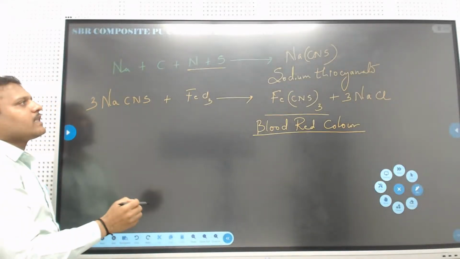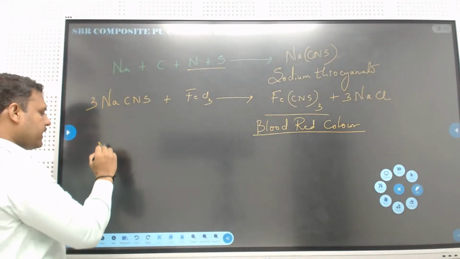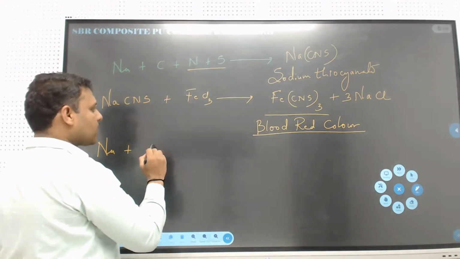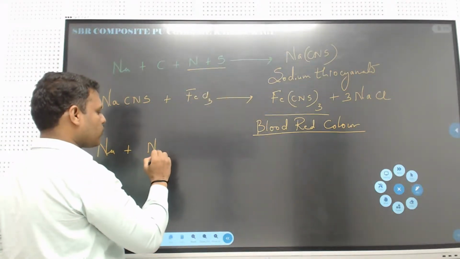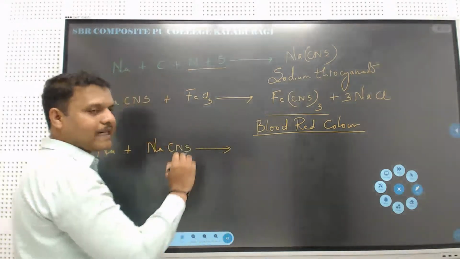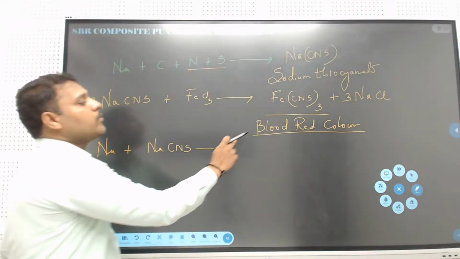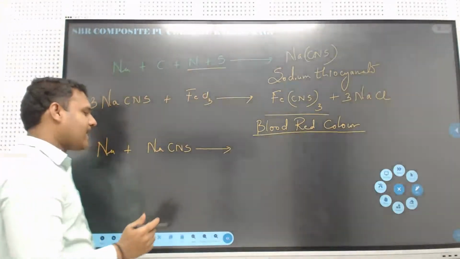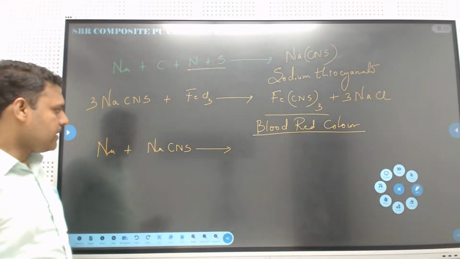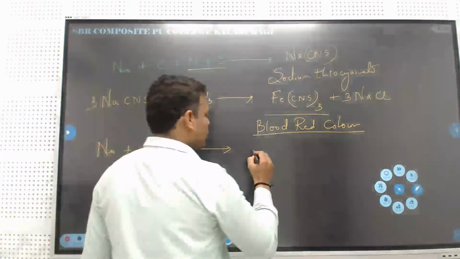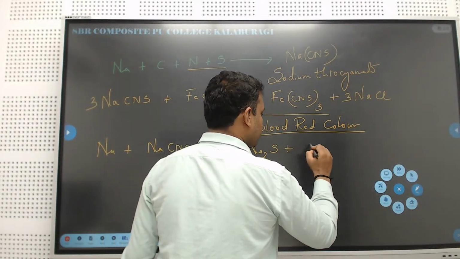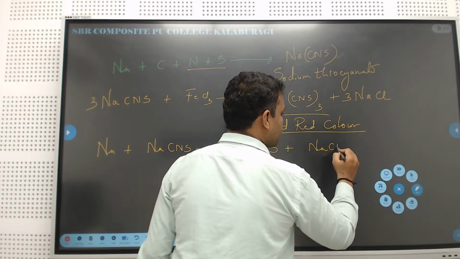But students, on the other hand, if we take a little bit of excess of sodium, and in the compound there is a formation of sodium thiocyanate, okay, but we will not be getting blood red color. The reason is that if we take a little bit of excess of sodium metal, then this compound will undergo decomposition, and there will be formation of Na2S plus sodium cyanide.